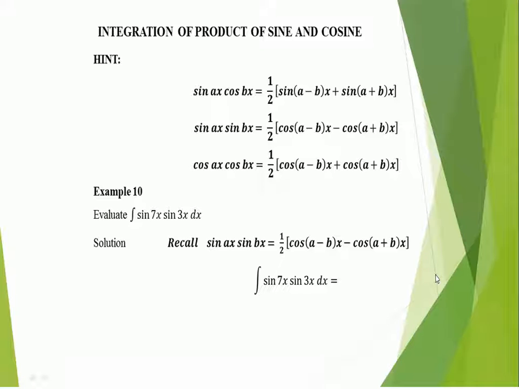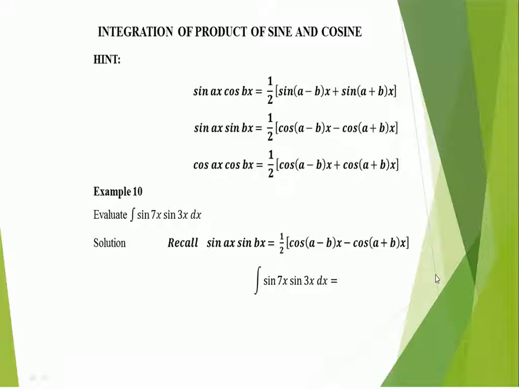What this is telling us is that the coefficient of X in sine and the coefficient of X in cosine, you subtract them from each other for the first one, then for the second one you add them together. So the first coefficient will always be your A, while the second coefficient will always be your B, as we have it on the screen.